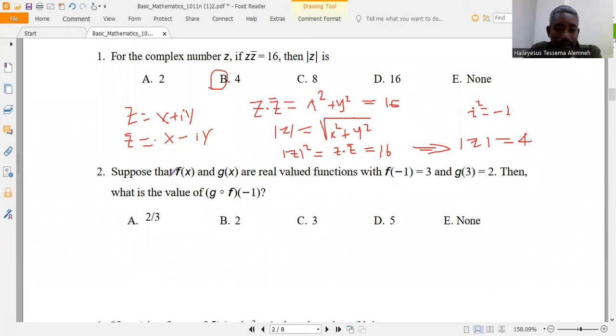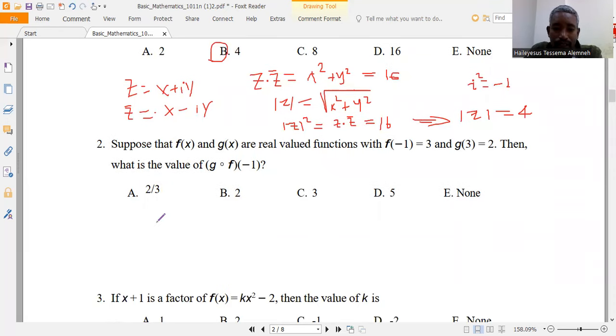The other one: suppose that f of x and g of x are real valued functions with f of -1 equal to 3 and g of 3 equal to 2. Then what is the value of g of f of -1, which is just a composite function composed of two functions, f and g? So we are asked to find g of f of -1.